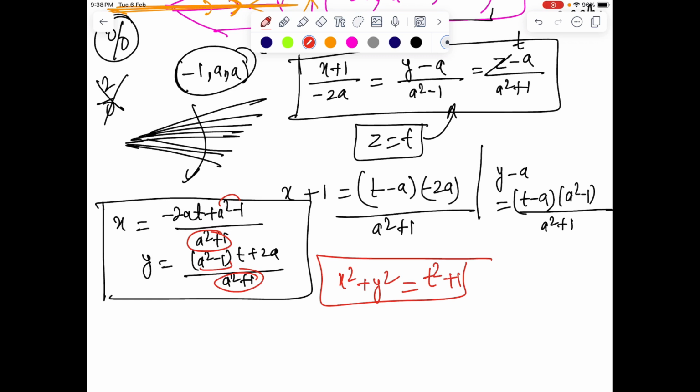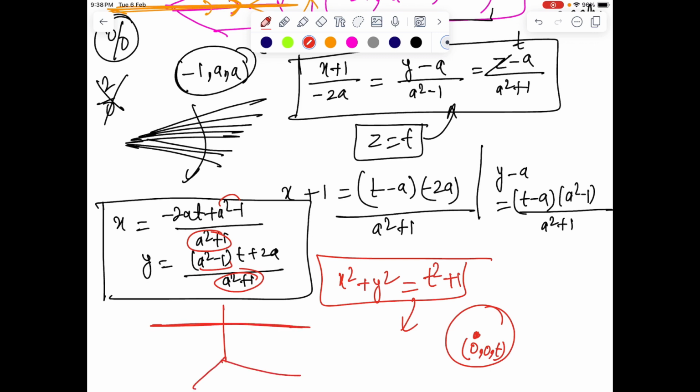So the curve that results from cutting the locus of line L by the plane z equal to t is a circle, basically. It's a circle centered at (0, 0, t), because the plane is cut at z equal to t. So on that plane z equals t, we are getting a circle there, right? The circle is centered at the point (0, 0), but the height of the circle is t, and the radius of the circle is nothing but the root of t squared plus 1.